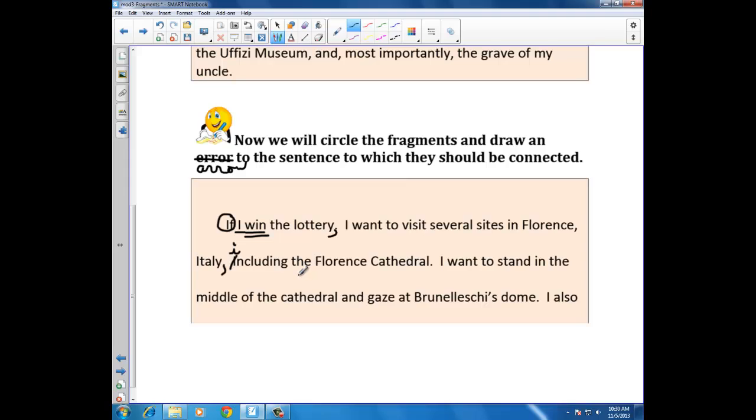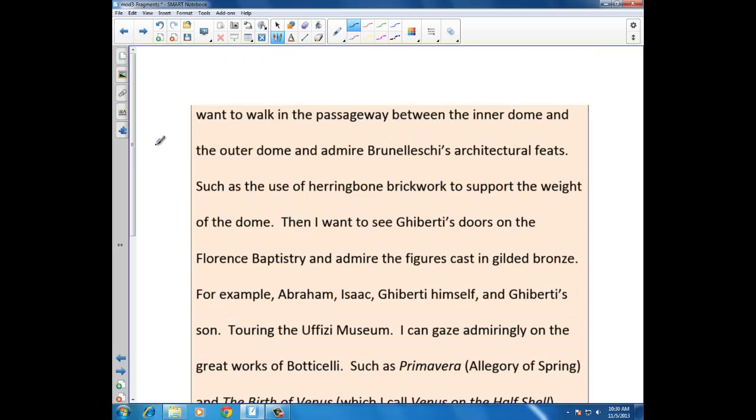I want to stand in the middle of the cathedral and gaze at Brunelleschi's dome. There is no fragment there. I also want to walk in the passageway between the inner dome and the outer dome and admire Brunelleschi's architectural feats. Now what's following here is an example of those architectural feats, such as the use of herringbone brickwork to support the weight of the dome. You'd put a comma after feats. This should be a small s.